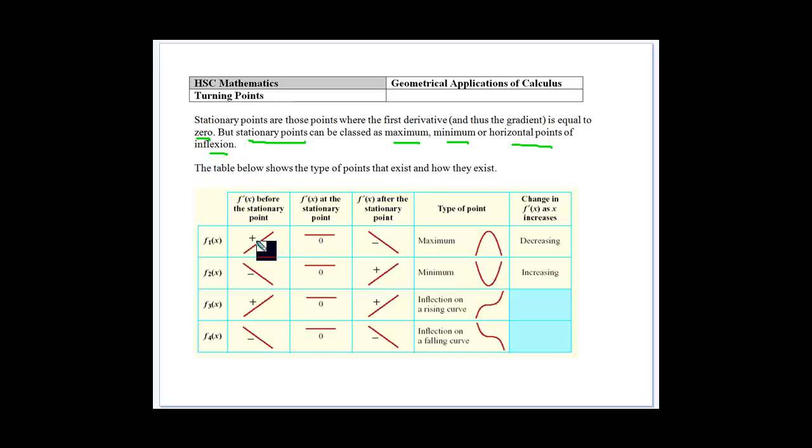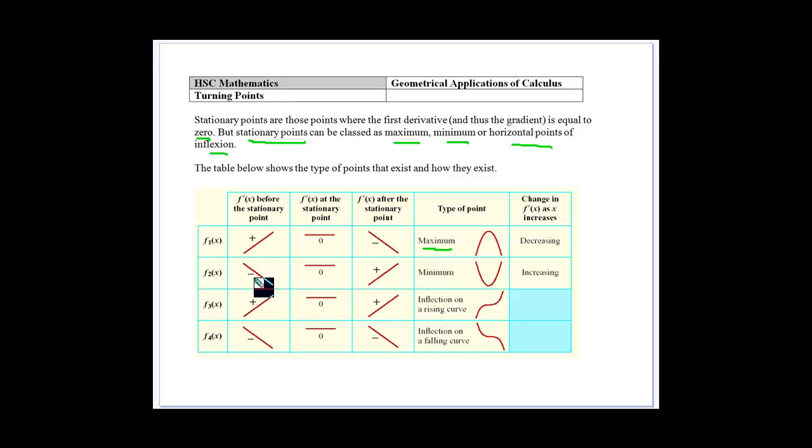Well, if we've got a stationary point where the curve is rising beforehand, so the derivative is positive, then it's 0, and then it falls, we get this type of point here. So that's what our curve looks like, and we call that a maximum turning point. So it rises and then it falls. What's basically happening is that the values decrease after the turning point.